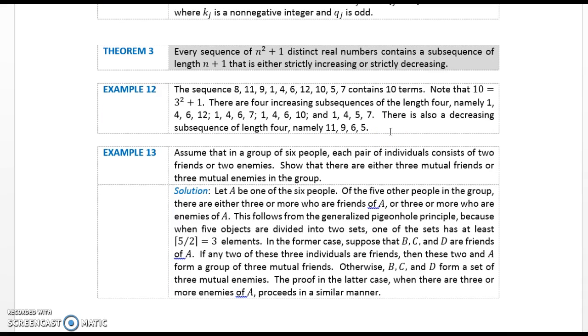Theorem 3. Every sequence of n² + 1 distinct real numbers contains a subsequence of length n + 1 that is either strictly increasing or strictly decreasing. Example 12. The sequence 8, 11, 9, 1, 4, 6, 12, 10, 5, 7 contains 10 items. Note that 10 is equal to 3 squared plus 1. There are 4 increasing subsequences of length 4, namely 1, 4, 6, 12; 1, 4, 6, 7; 1, 4, 6, 10; and 1, 4, 5, 7. There is also a decreasing subsequence of length 4, namely 11, 9, 6, 5.